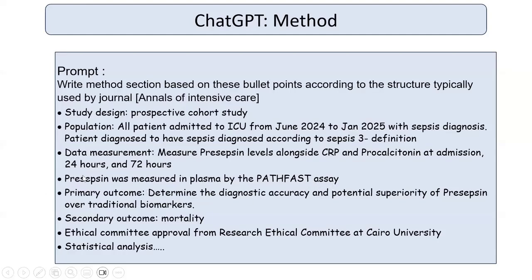The primary outcome is very important to mention. The primary outcome is the diagnostic accuracy and potential superiority of presepsin over the traditional biomarkers. The second outcome is mortality, then ethical committee approval, and for statistical analysis, I don't know what the ideal statistical analysis is for this study design. But we will see that, according to this type of information, ChatGPT can fill in the gap on the ideal statistical analysis for this type of study.